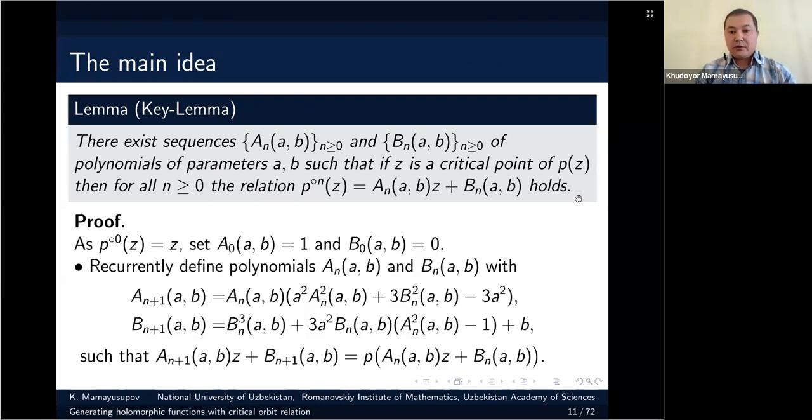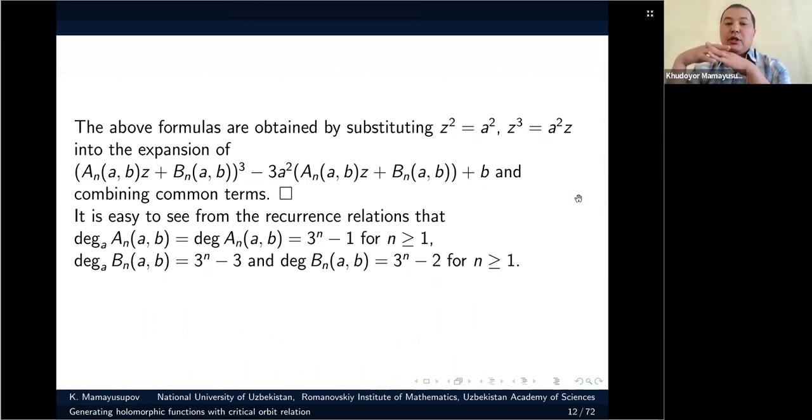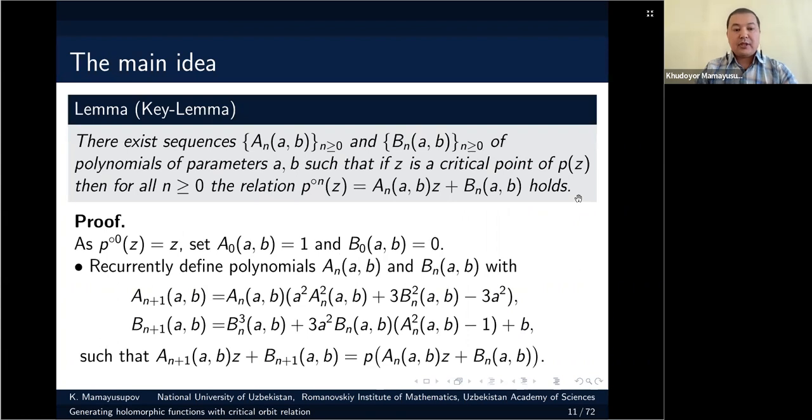Well, it's not so difficult. Define this map. They are defined such that the previous one you plug into p, your cubic polynomial, and you obtain another one. So the key idea is here. Your critical point solves some quadratic equation, so you can always reduce the powers. For instance, z squared is just a squared. If you consider a as a parameter, then you exclude it. So higher degrees also get reduced. Then you just expand this. You get z cubed, you replace it by a squared and z, you combine common terms, and you have this recurrence relation.